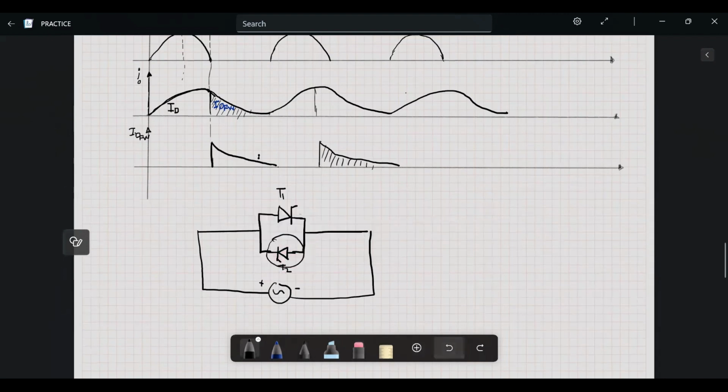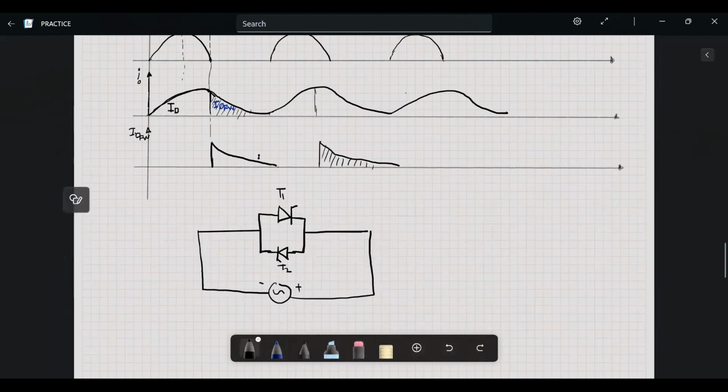So the current will flow in this direction, and goes back. But when the terminals flip, the polarity flips, and now thyristor 1 will be off and thyristor 2 will be on. So the current now will flow in this direction. That's how a TRIAC works.